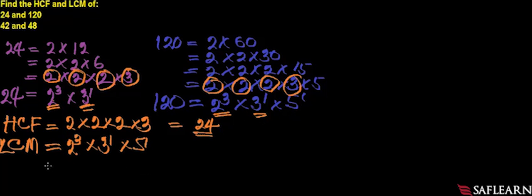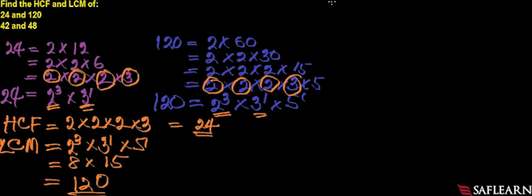Okay, now therefore the LCM is 8 times 15. 8 times 5 is 40, carry 4. 8 times 1 is 8, plus 4 is 12. So this is 120. Okay, now we take the next one, the HCF and LCM of 42 and 48.